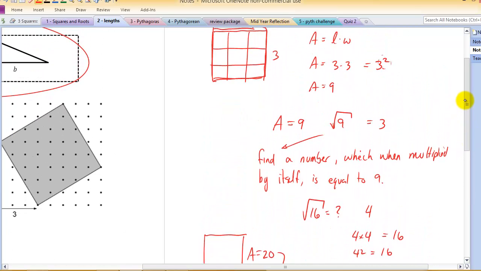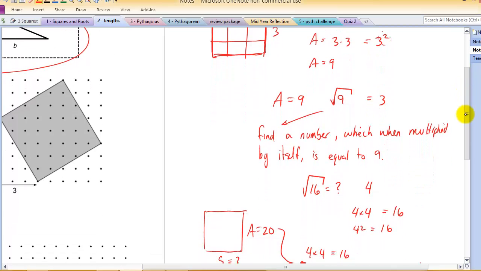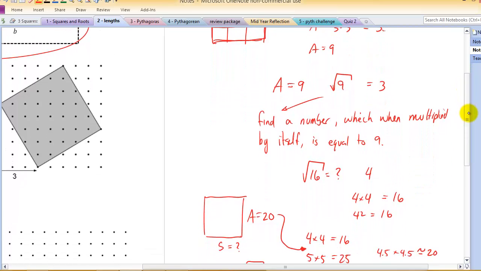Okay, so that's all I'm going to say about squares in this first video. Next video we'll get into the idea of tilted squares.